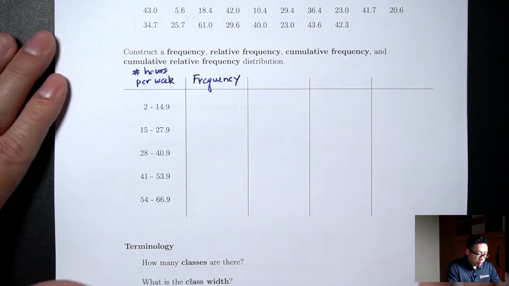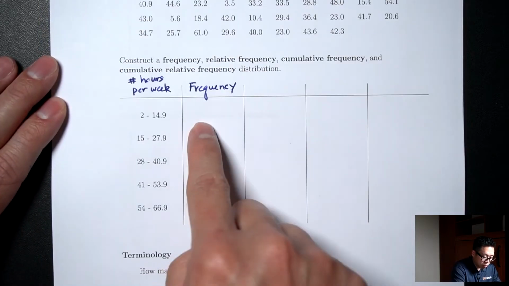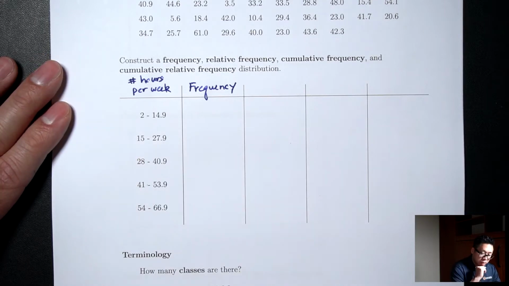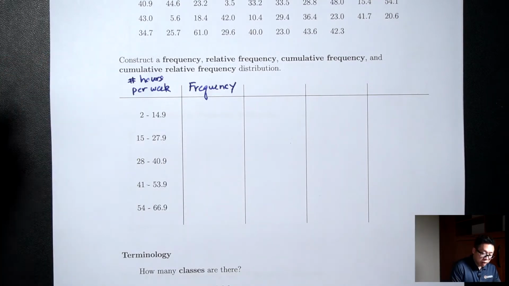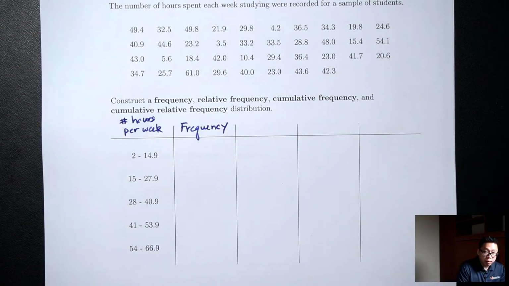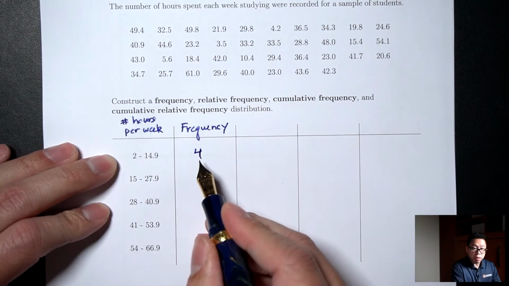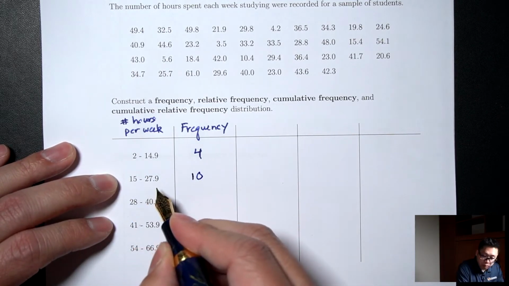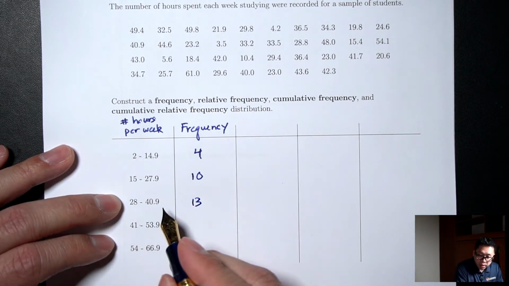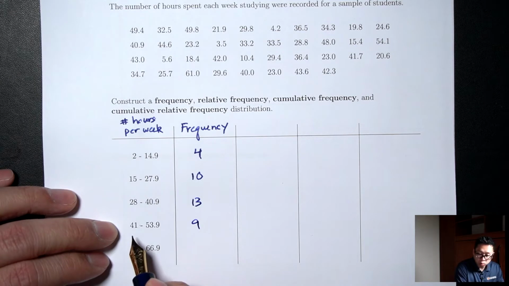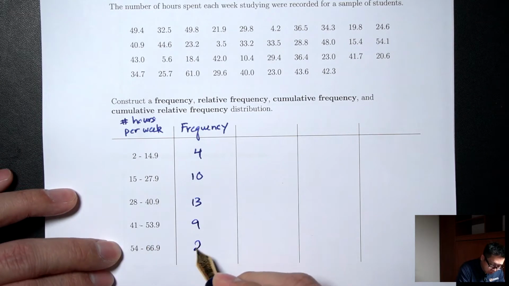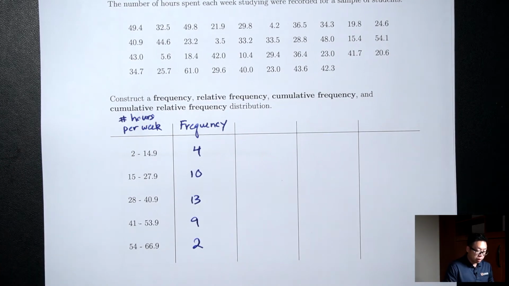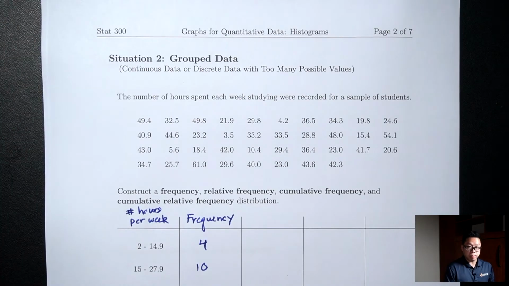So we're going to count how many data values are between 2 and 14.9. How many data values are between 15 and 27.9. So I'm going to tell you the frequencies, but if you actually do count, you'll find that there are 4 data values that are between 2 and 14.9. There are 10 between 15 and 27.9. There's 13 between 28 and 40.9, 9 between 41 and 53.9, and 2 between 54 and 66.9. Okay? And that's frequencies for the grouped data situation.